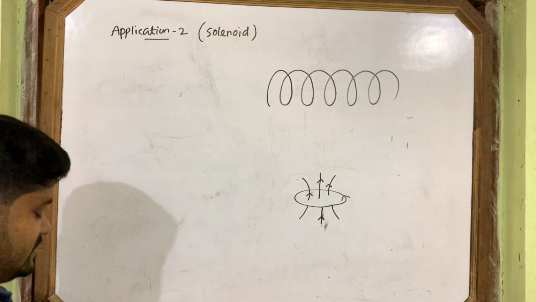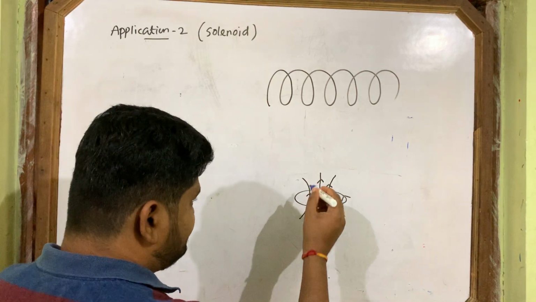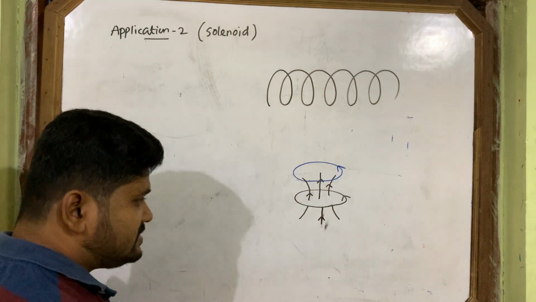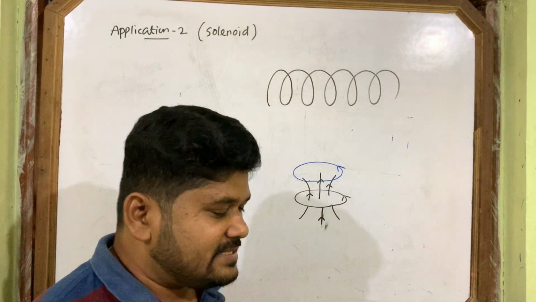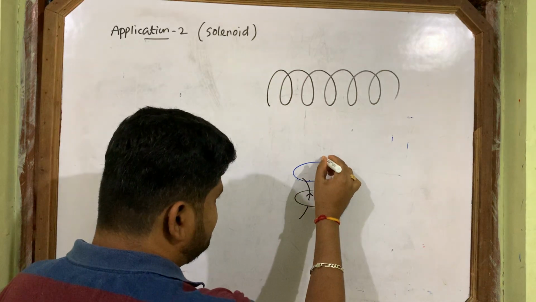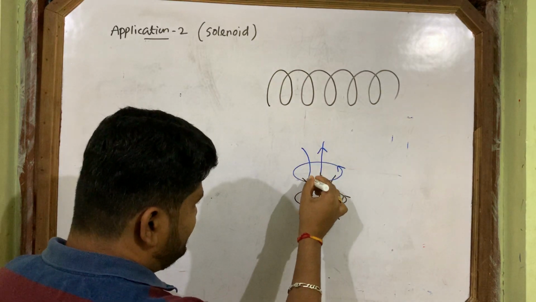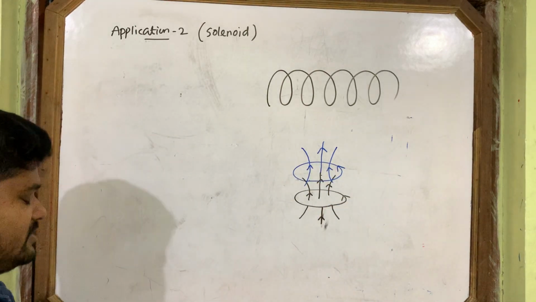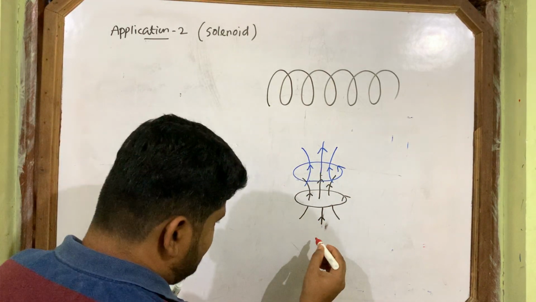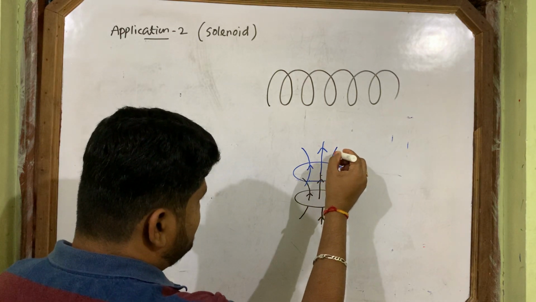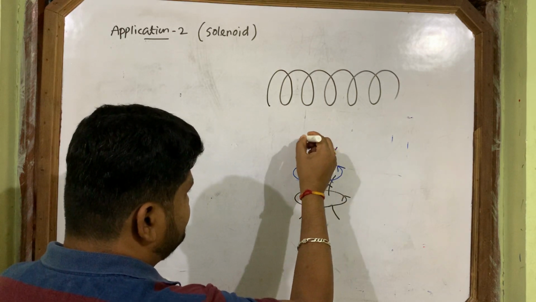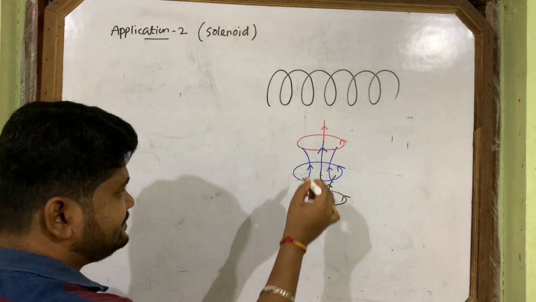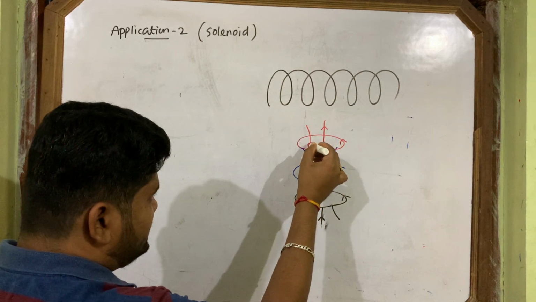I am drawing another circular coil just above it. You see, this is another circular coil. The current passes in the same direction, and its magnetic field will also be in that direction. Now let us draw another circular coil. I am drawing another circular coil here. The current is in the same direction here also. The magnetic field will be like this, and this magnetic field will be curved.